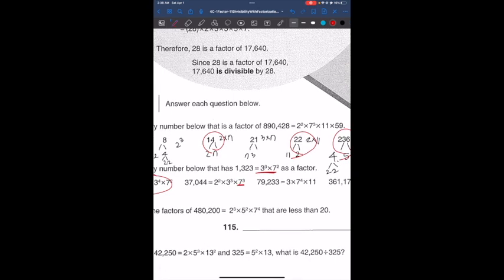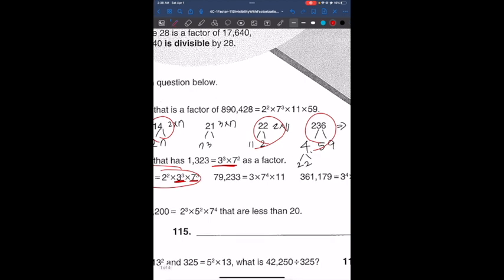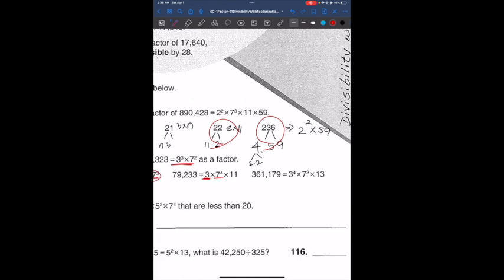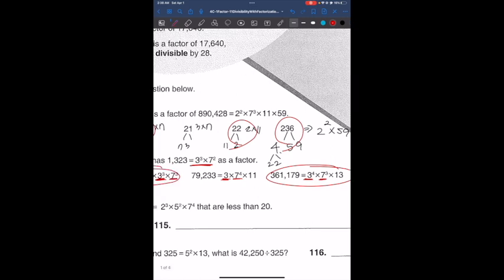There's 7 to the power of 2 and also 3 to the power of 2. So that's a factor of 37,044. And then, although we do have 7 to the power of 2, we only have one 3 involved, so 1,323 is not a factor of this number. And then in the last one, we have 7 to the power of 2 that can be involved, and we also have 3 to the power of 3. So this one also has 1,323 as a factor.